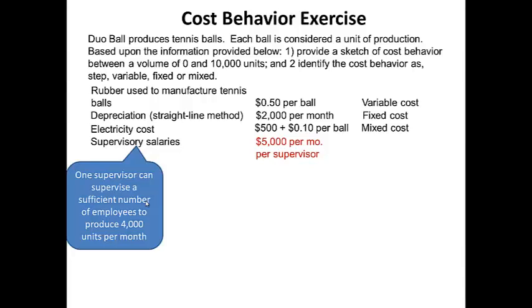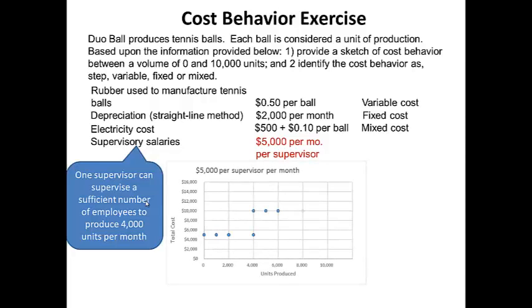So with this information in mind, again, let's provide a sketch of the cost behavior, again, between 0 and 10,000 units. And number 2, identify the cost behavior as step, variable, fixed, or a mixed cost. So again, go ahead and stop the video. When you're done with your cost behavior sketch and what you've labeled that cost behavior as, go ahead and restart the video.